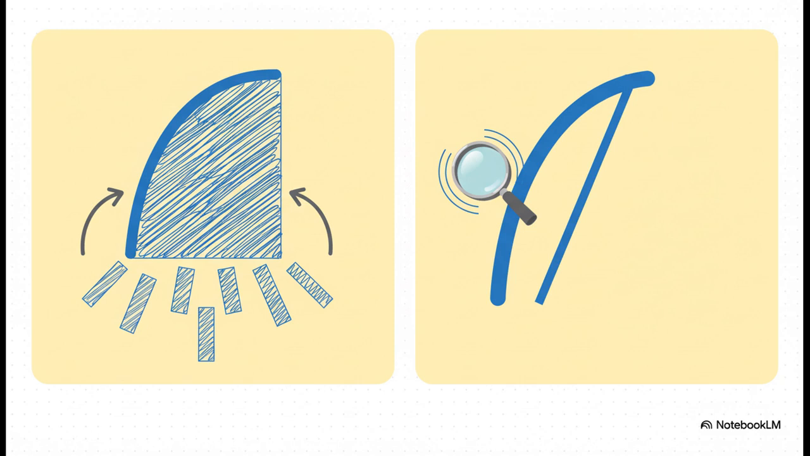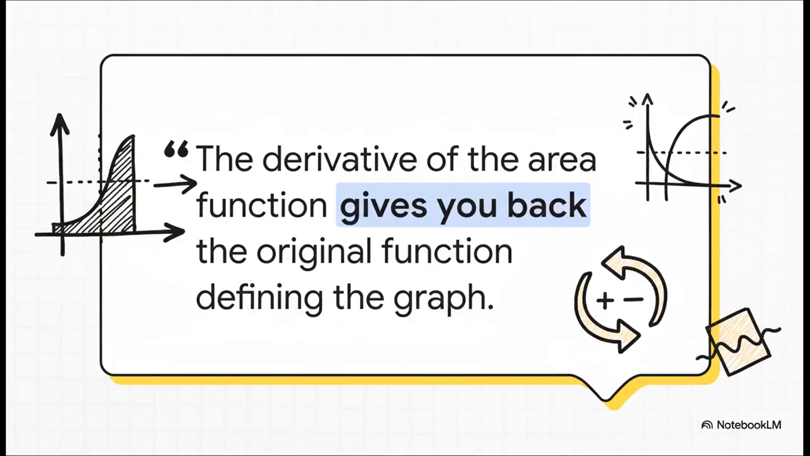It builds a total area from all these infinite little slices. Then on the other hand, you have the derivative. That's the zooming in process. It tells you the rate of change at one specific point by looking at a tiny, tiny nudge. One builds up, the other breaks down. And here it is, the grand, beautiful, and honestly, kind of mind-blowing connection between them.